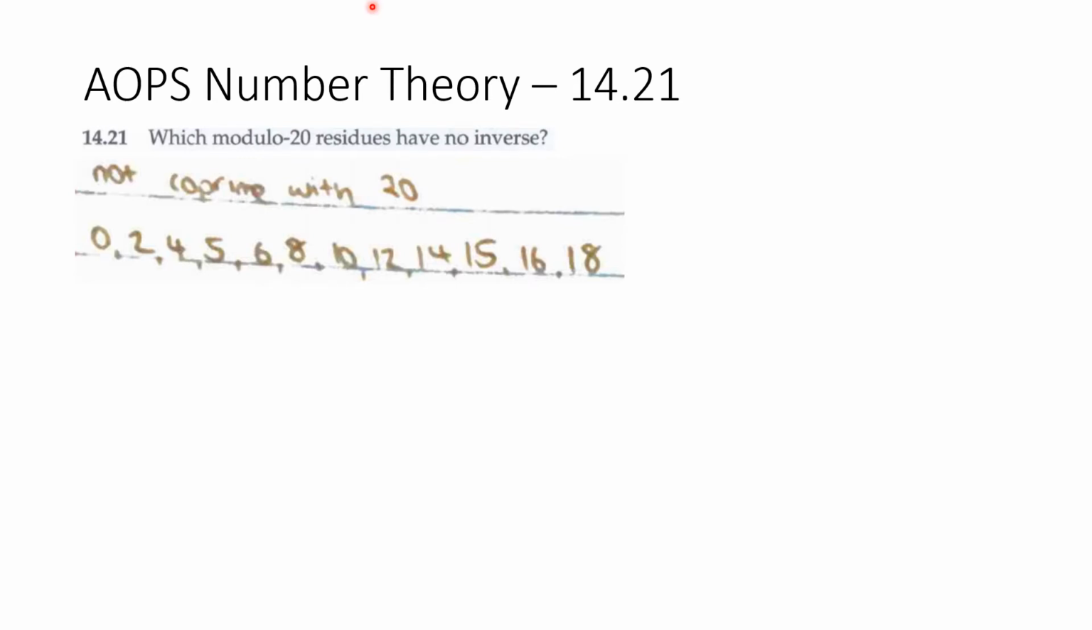AoPS number theory 14.21. Which modulo 20 residues have no inverse? If it has no inverse, that means it's not coprime with 20. So it's 0, 2, 4, 5, 6, 8, 10, 12, 14, 15, 16, or 18.